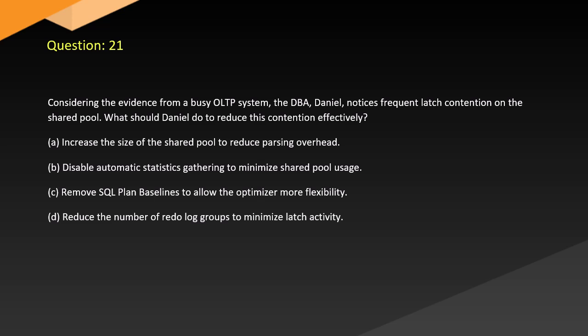Question 21. Considering the evidence from a busy OLTP system, the DBA Daniel notices frequent latch contention on the shared pool. What should Daniel do to reduce this contention effectively? A. Increase the size of the shared pool to reduce parsing overhead. B. Disable automatic statistics gathering to minimize shared pool usage. C. Remove SQL plan baselines to allow the optimizer more flexibility. D. Reduce the number of redo log groups to minimize latch activity.